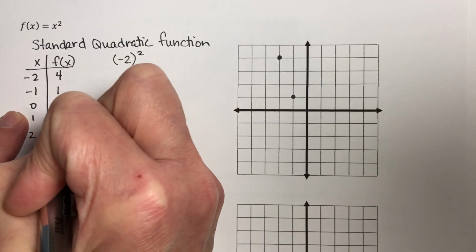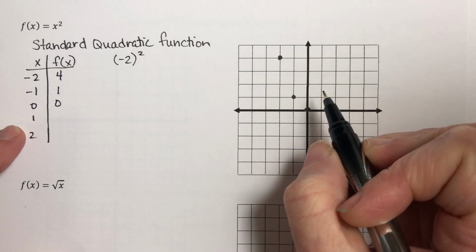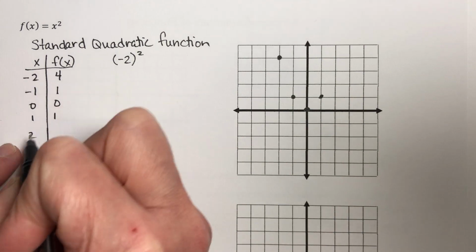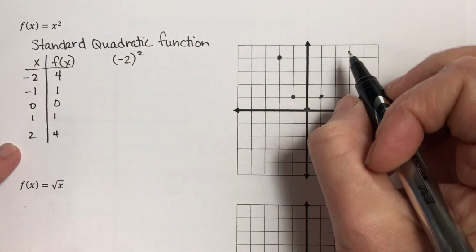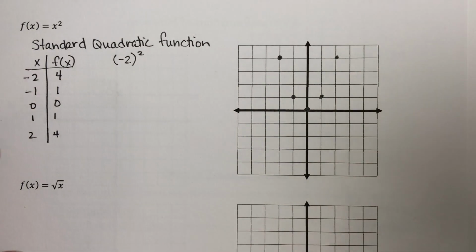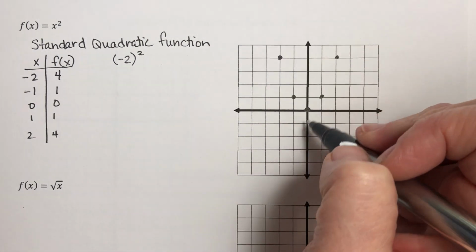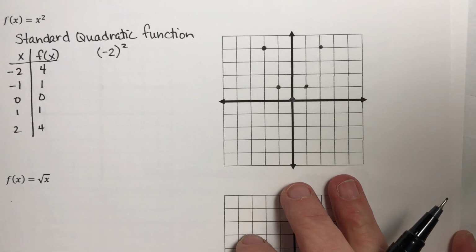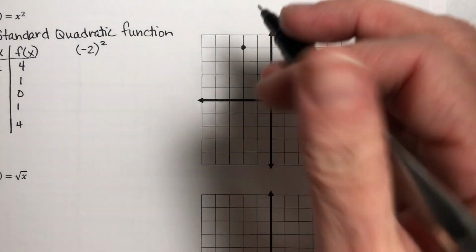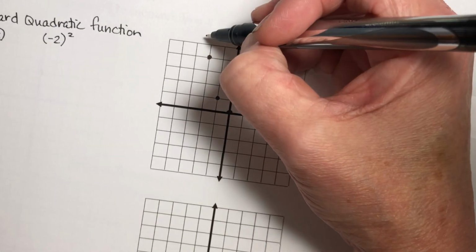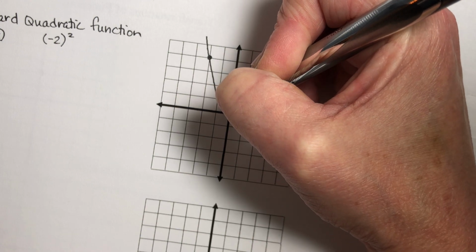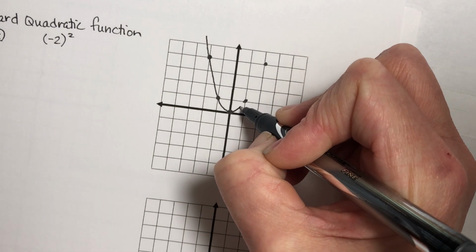0 squared is 0. 1 squared is 1. 2 squared is 4. You can see how this one, kind of like the absolute value before, took stuff that was negative and made it positive. This all ties in later on in chapter 2. But for right now, we're going to connect these in as smooth a curve as we possibly can. Make sure it's curved at the bottom and it does not come to a definite point.